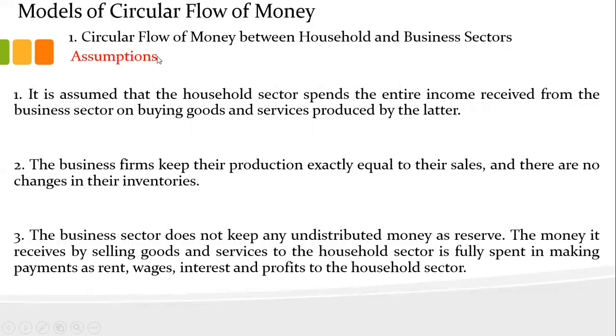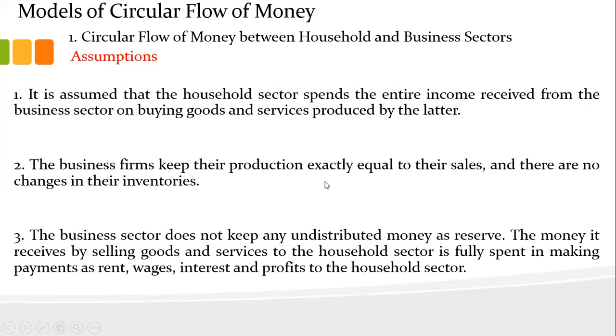Now, what are the assumptions of the two-sector economy? It is assumed that the household sector is not saving anything. They are spending the entire income received from the business sector. So whatever they are earning, they are spending it. They are not doing any kind of saving.